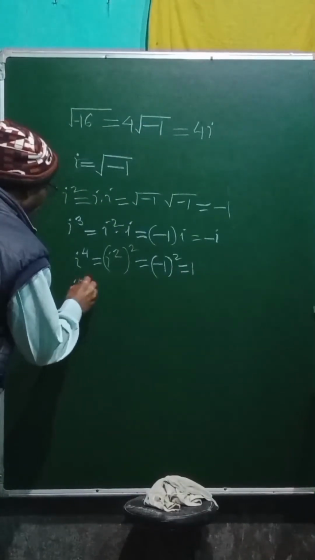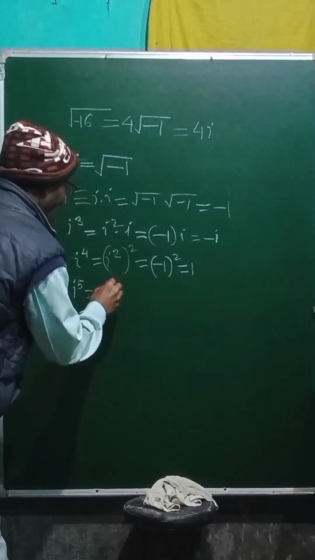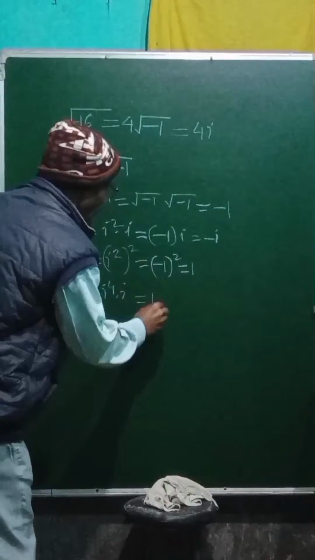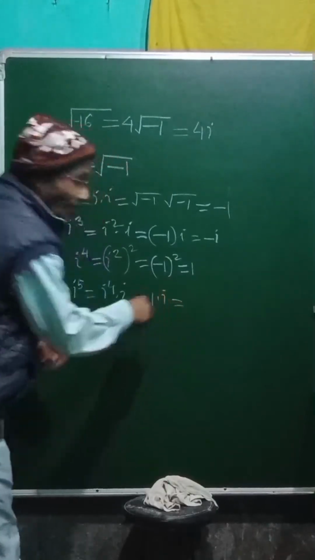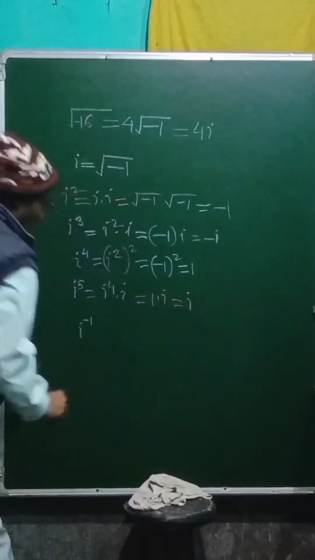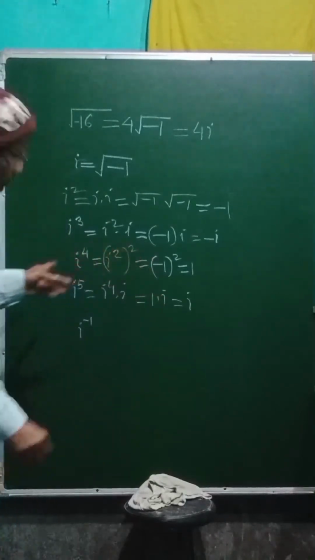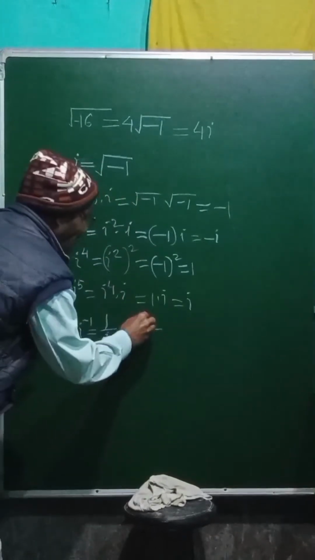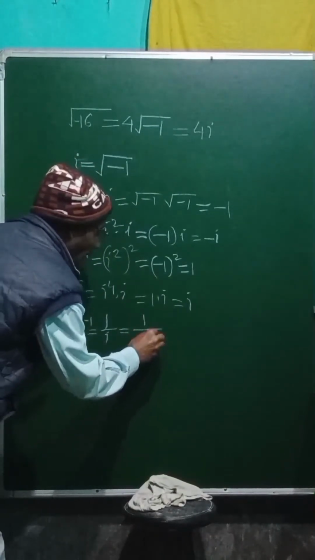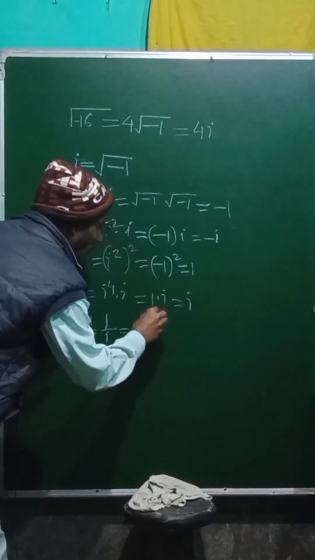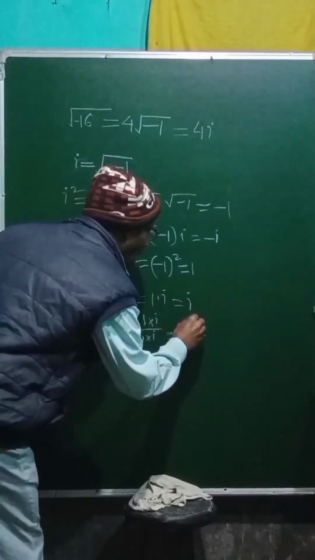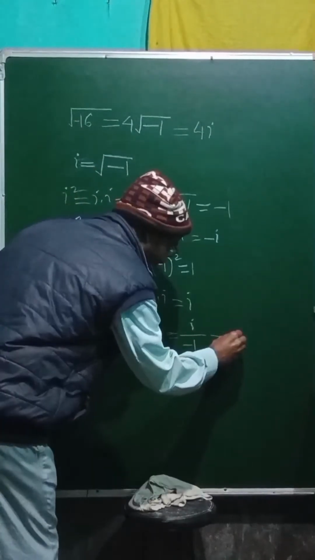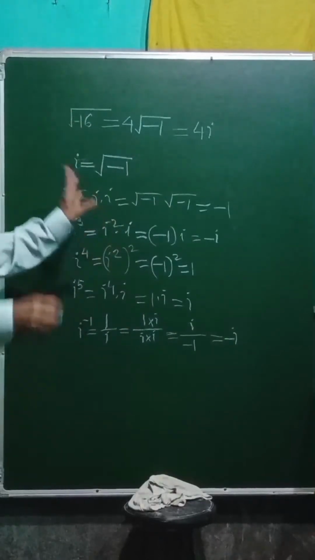Again, iota to the power 5 is equal to iota to the power 4 into iota. Iota to the power 4 is equal to 1, and the remaining iota is iota into 1, which is equal to iota. Iota to the power minus 1 equals 1 by iota, which we can write as 1 by iota into iota by iota, and here iota by minus 1, because iota square is equal to minus 1, gives minus iota, and so on.